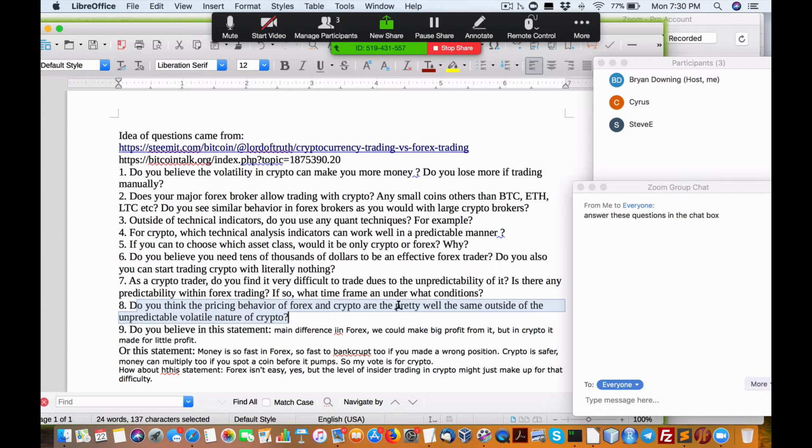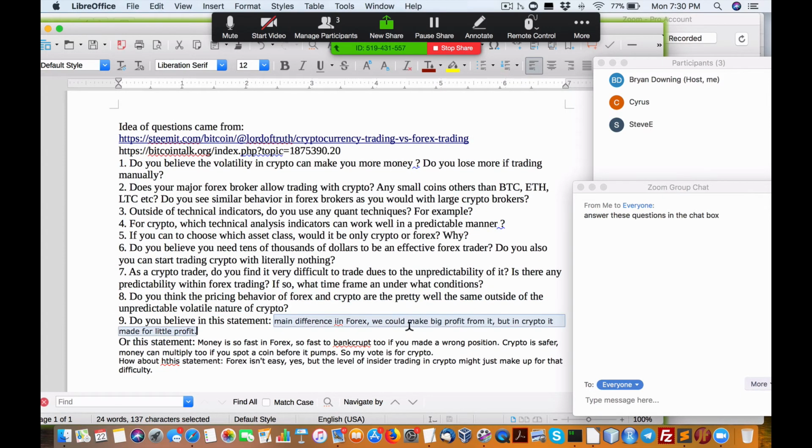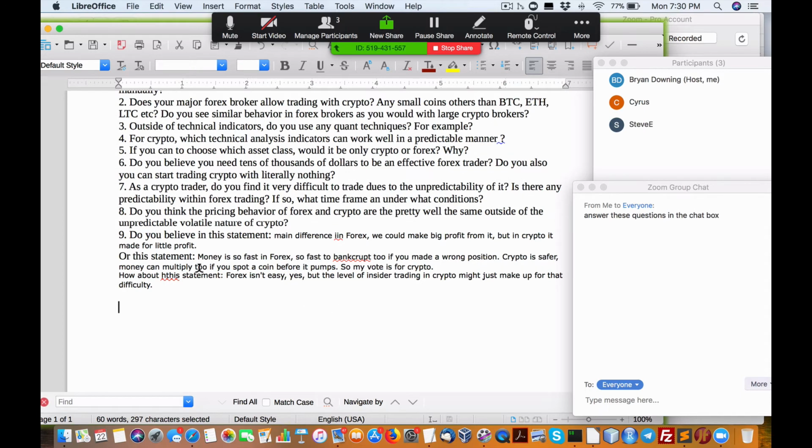Do you believe in this statement? The main difference is that in Forex we can make big profit, but in crypto it is made for little profit. Oh, I don't think that. I think that it's going to grow and grow and grow. So it depends on what you mean by little or big. For me, it's always little because I'm just one person. I'm not trading for a bank or an institution.